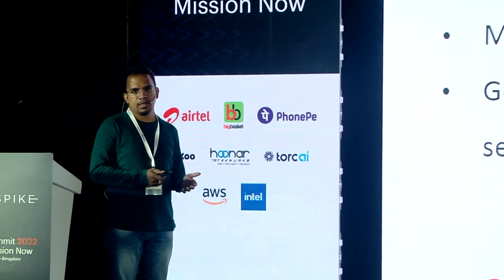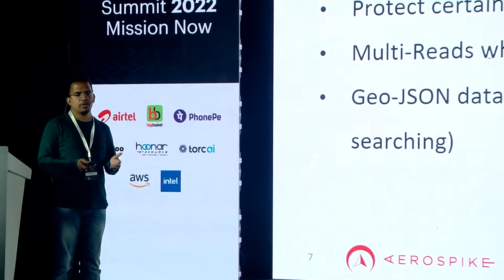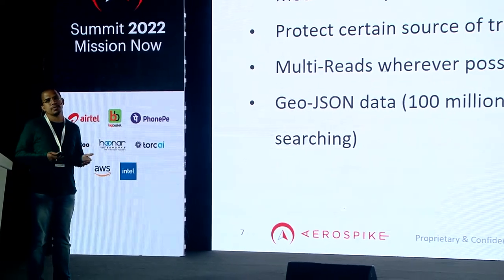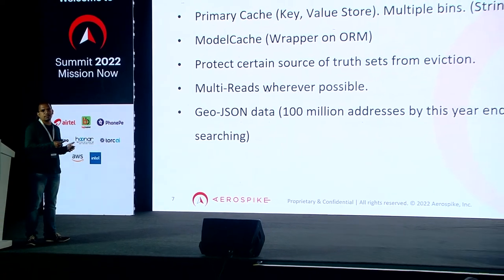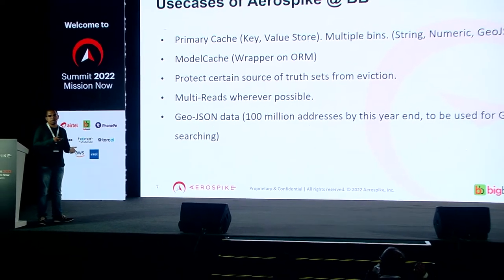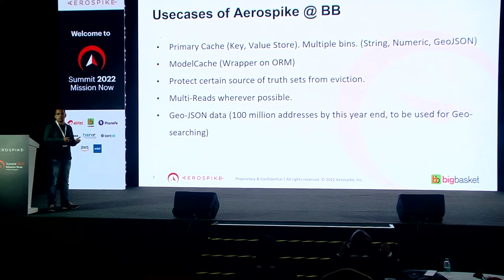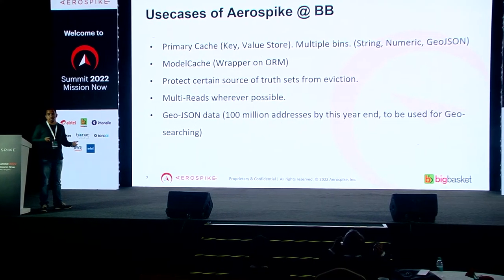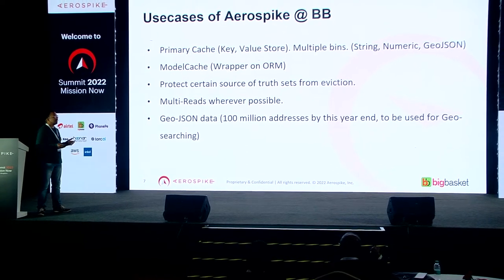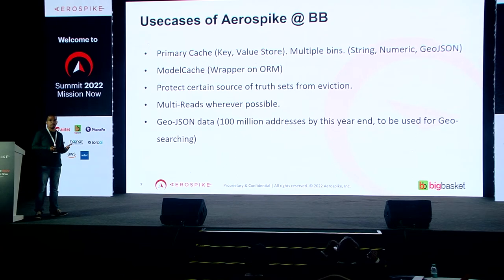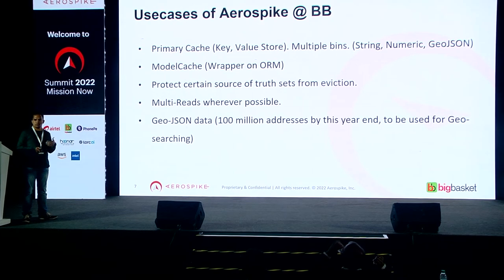With respect to use cases at BB, which is primarily the reason for this talk, we use Aerospike primarily as a key value store to start with. There's a single bin concept. It's not at a namespace level, but we do have namespaces. We do have sets which primarily have a single bin, and the majority of them are multi bins, just like a traditional table. And we have different data types being used. We primarily use string, numeric, and also GeoJSON.